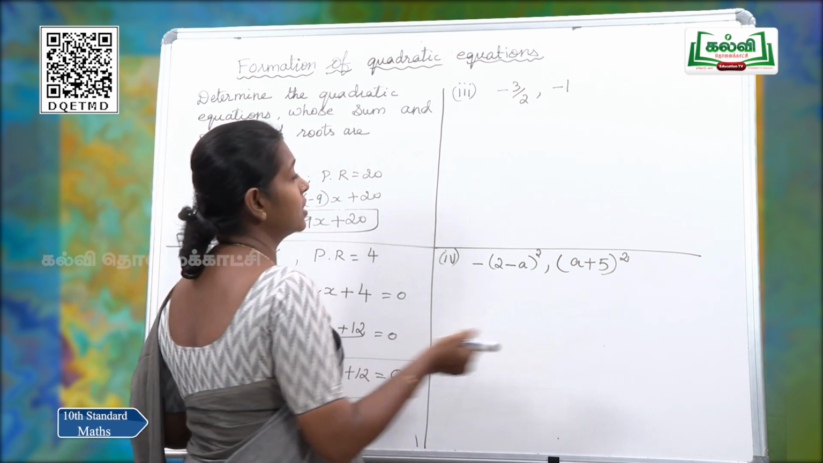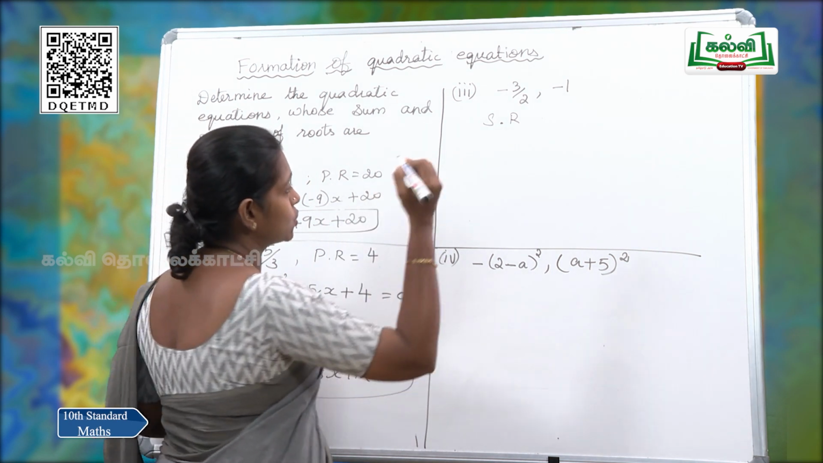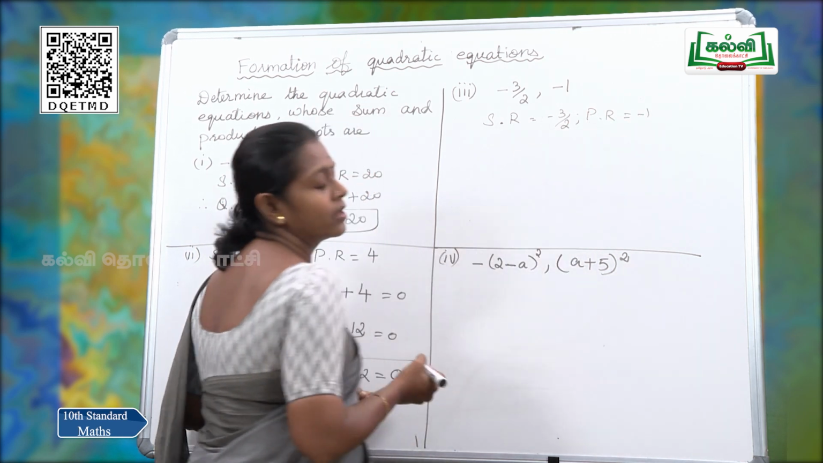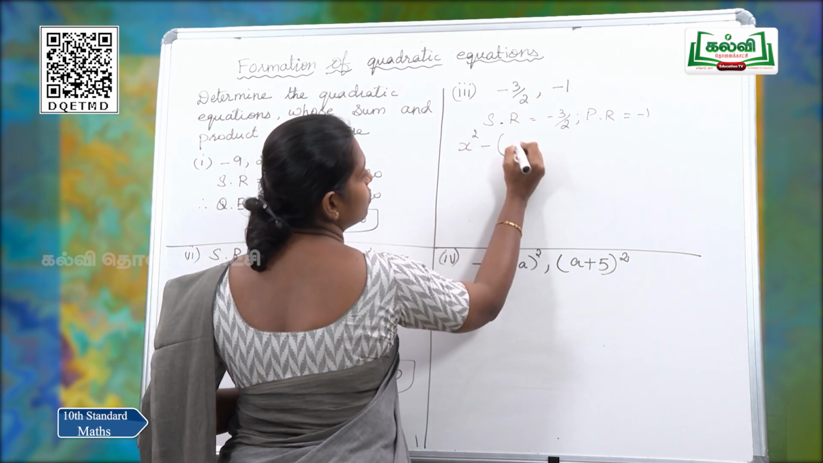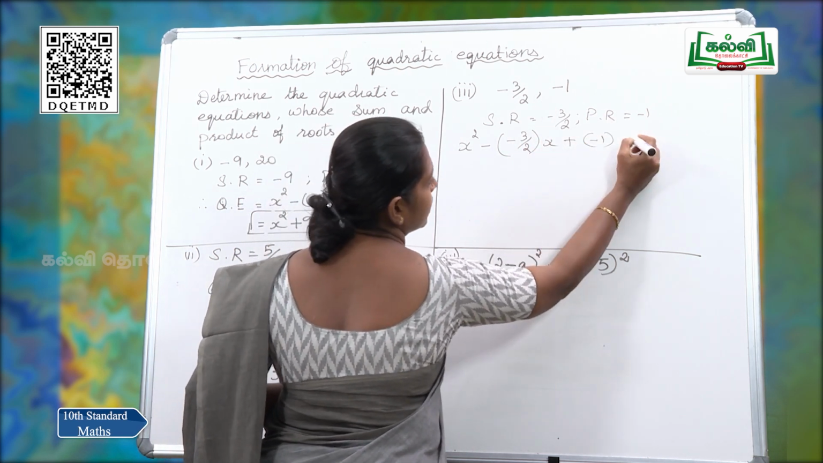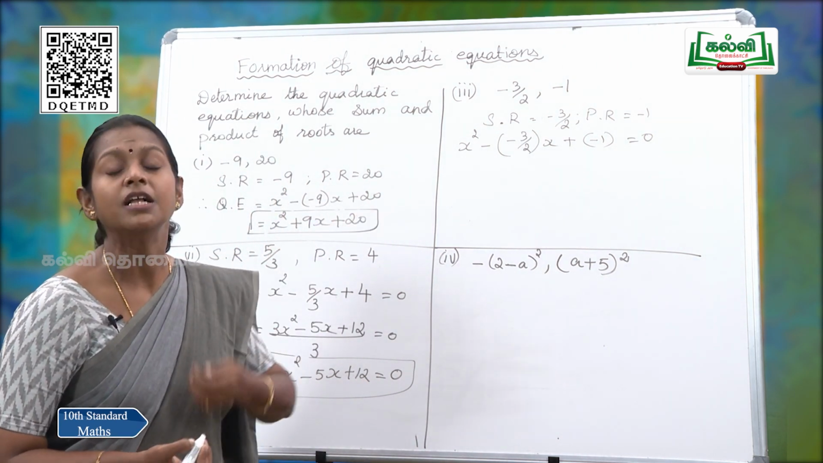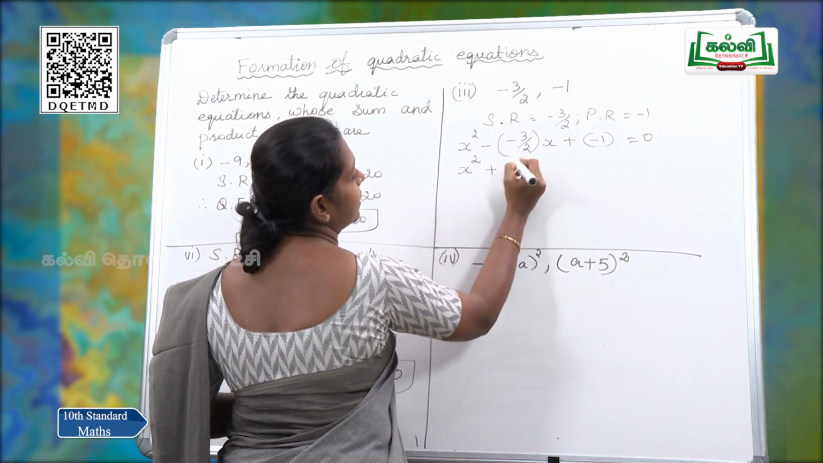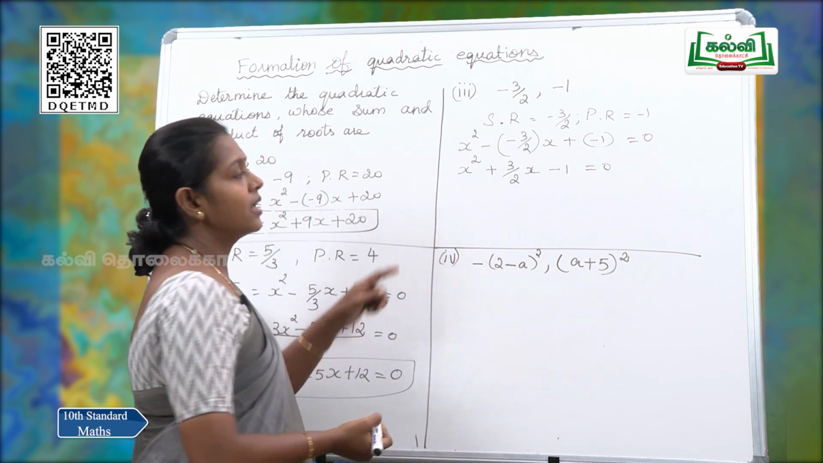Now we will come to the next question. What is the sum of the roots in this question? SR is minus 3 by 2. Next, what is the product of the roots? PR is minus 1. So what is the general equation? x squared minus sum of the roots, that means minus 3 by 2 into x, plus product of the roots, that means minus 1, equal to 0. When you write equal to 0, only then it is considered a quadratic equation. Now it will be x squared, minus into minus, plus 3 by 2 x, and plus into minus, minus 1. See, the same term.